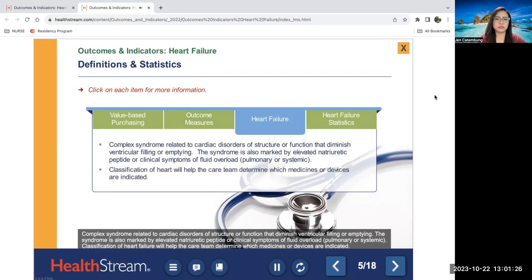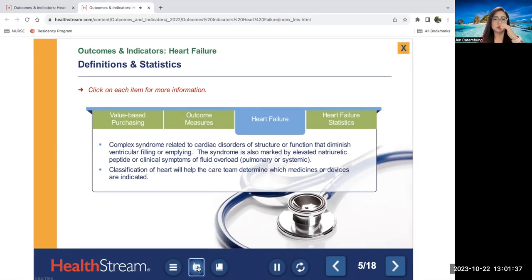Complex syndrome related to cardiac disorders of structure or function that diminish ventricular filling or emptying. The syndrome is also marked by elevated natriuretic peptide or clinical symptoms of fluid overload, pulmonary or systemic. Classification of heart failure will help the care team determine which medicines or devices are indicated.